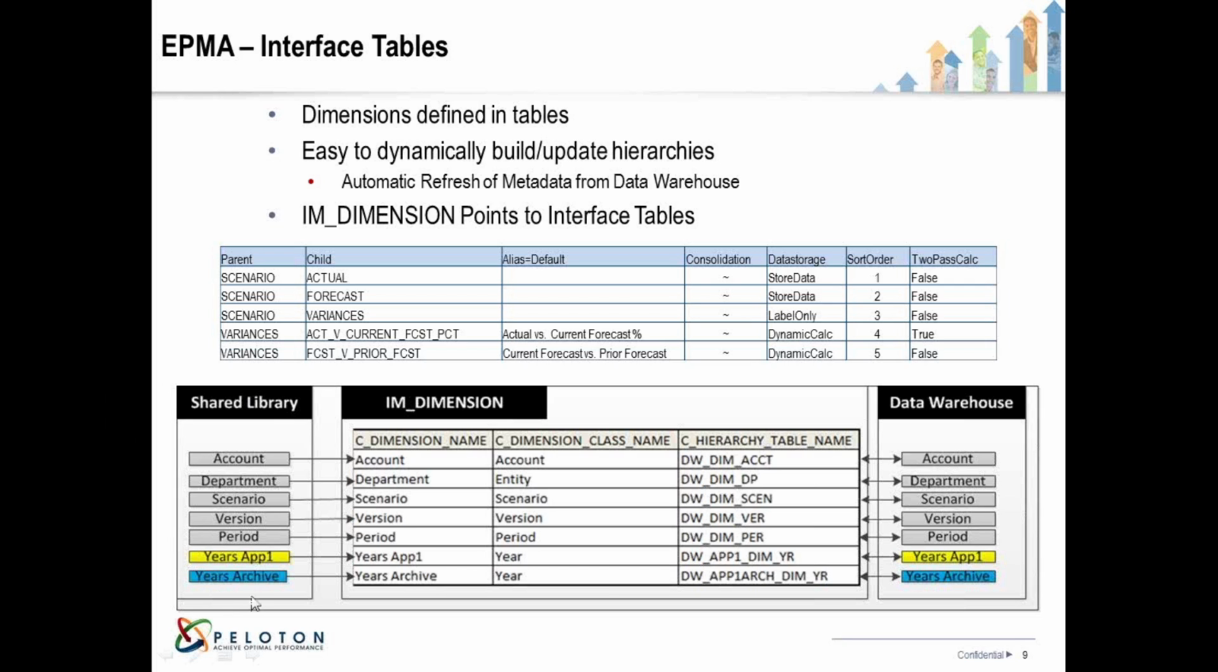So each of your dimensions in your shared library on the left talk to this IMDimension table when you run your import processes, and it does a lookup. It says, okay, I'm going to update my account dimension. What physical data warehouse table does that point to? And then it goes to that table and pulls the definition of your hierarchy from there. So that table is very important in terms of the role that it plays in being able to update your dimensions.